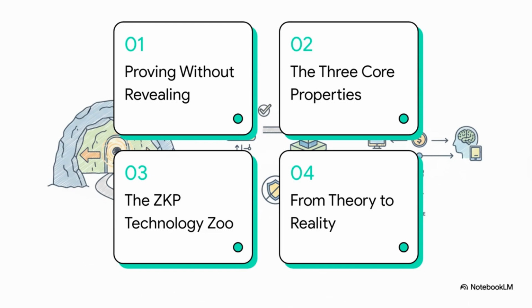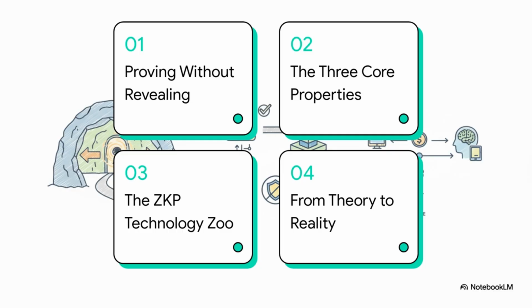All right, so here's our game plan for this explainer. First, we'll get our heads around the basic idea, proving without revealing. Then we'll look at the 3 core properties that make these proofs tick. After that, we'll explore the whole zoo of different ZKP technologies out there. And finally, we'll see how this stuff is moving from pure theory into the real world.